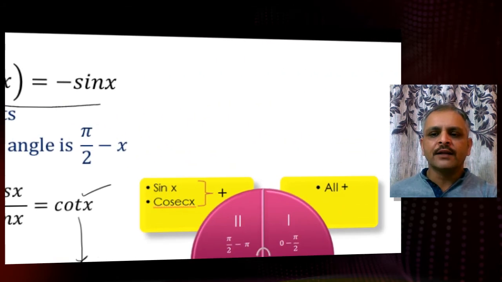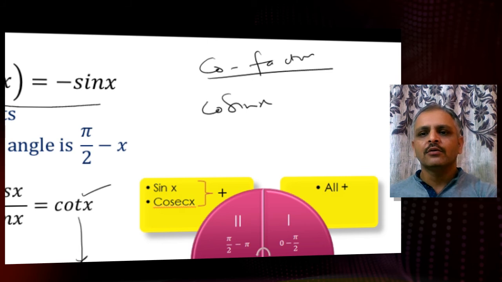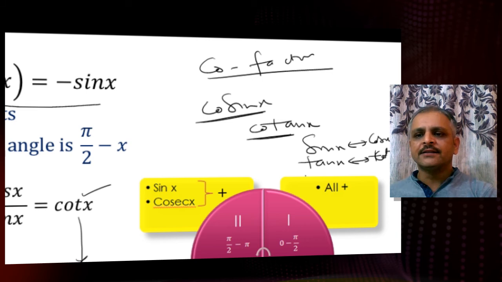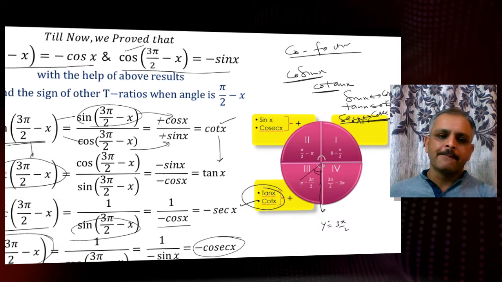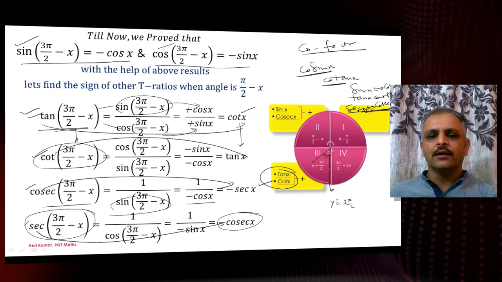But if you are calculating the angle from the y-axis, don't forget to apply the cofactor. What was the cofactor? You remember that? Sin x will become cos x. Tan x will become cot x. Means convert sine into cos or cos into sine, tan into cot, cot into tan, and secant into cosecant and cosecant into secant. Secant will convert into cosecant and cosecant will convert into secant. Tan into cot and cot into tan.